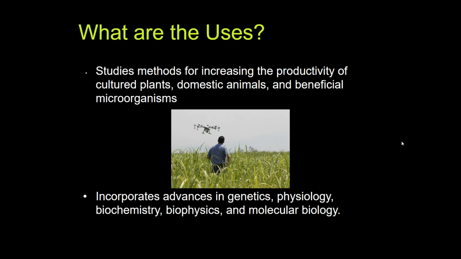So what are the uses? Study methods for increasing the productivity of cultured plants, domesticated animals, and beneficial microorganisms. It incorporates advances in genetics, physiology, biochemistry, biophysics, and molecular biology. So, one of the main uses is finding ways to make things more efficient and less impactful on the environment, while accomplishing a goal faster.